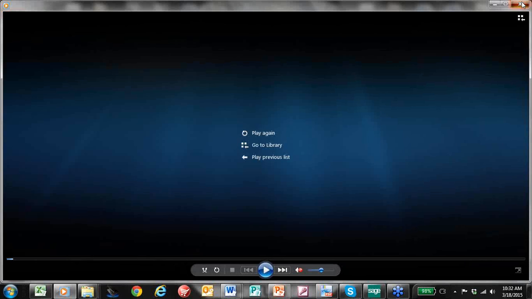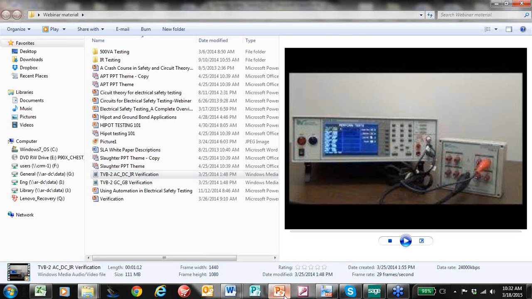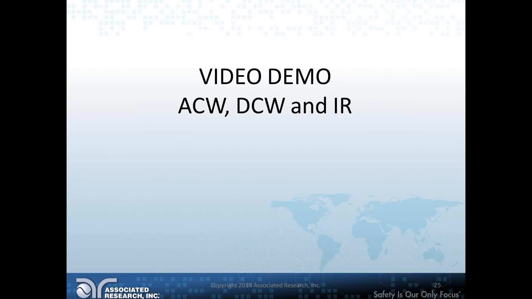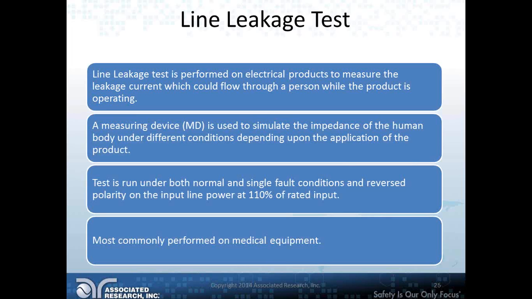Okay, so hopefully that video helps you look at the HiPOT test and the IR test and see how it's actually performed. The next test that we're going to talk about today is probably one of the most detailed or complicated tests. It could get complicated depending on the product, and that is our line leakage test, also known as the touch current test.